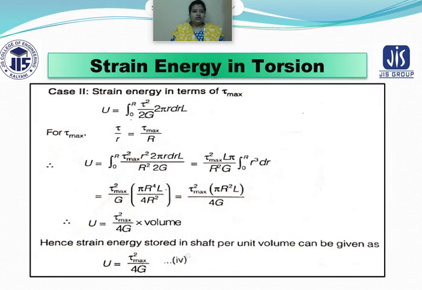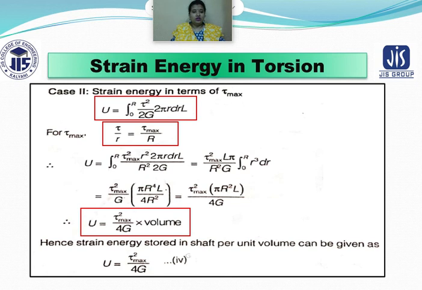So in case 2, if you consider the strain energy in terms of maximum stress, then you have to do this: U is equal to tau square by 2G into 2 pi r dr into L, which has to be integrated from 0 to r. And you know for tau maximum, tau by r is equal to tau max by capital R. Again, if you put the value, then your strain energy is equal to tau square maximum by 4G into volume. So here you can say strain energy stored in the shaft per unit volume can be represented by U, which is equal to tau max square by 4G.